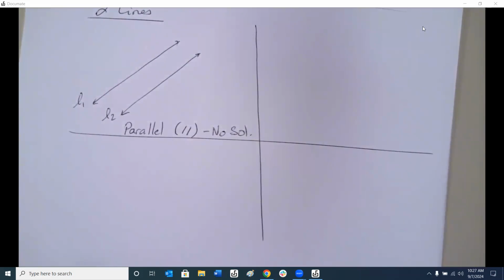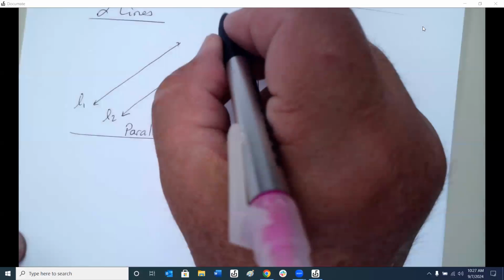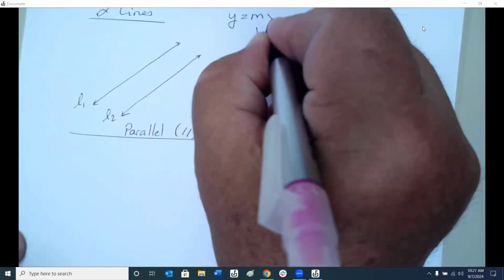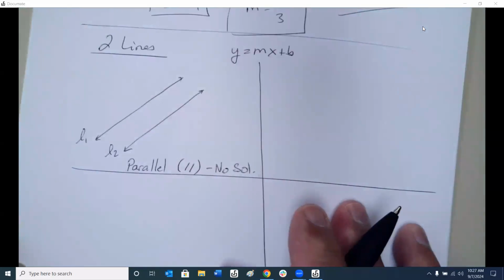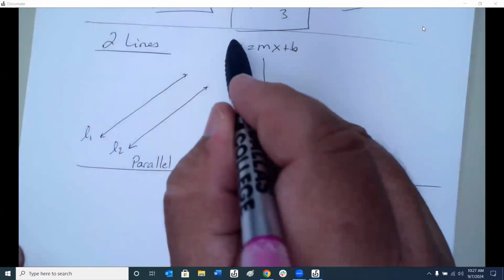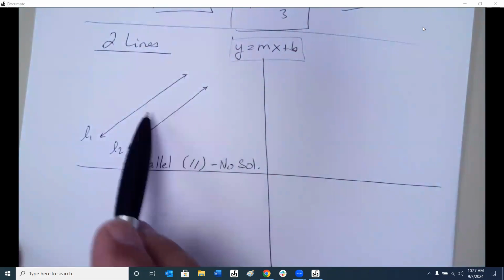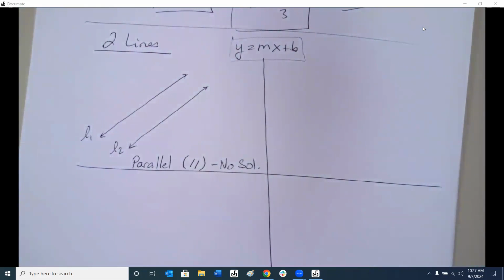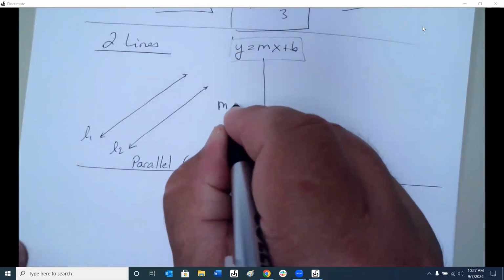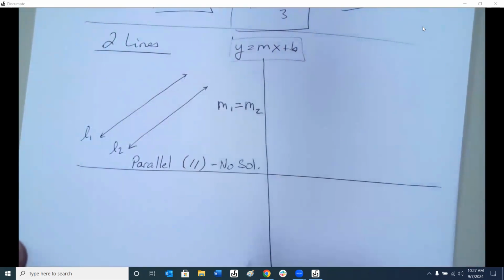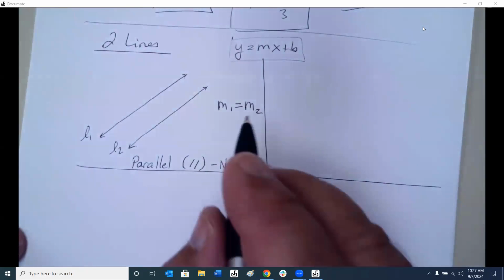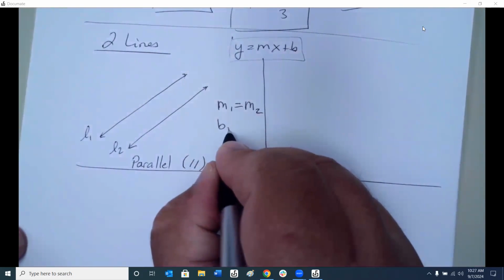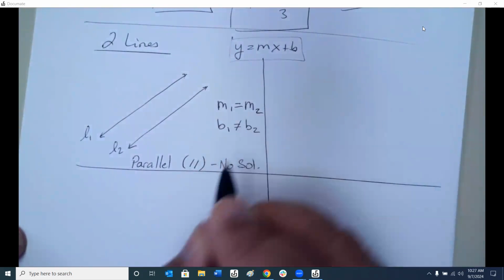But what do we know about these two lines? Remember, the equation of the line that we're going to be using is y equals mx plus b. Using this equation, what do we know about these lines? They have the same slope, so slope of line 1 equals the slope of line 2. But they have to have different intercepts.